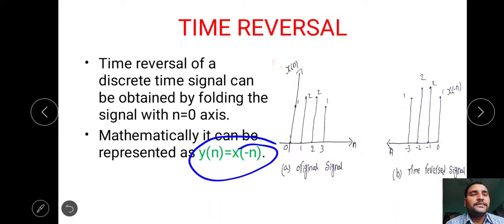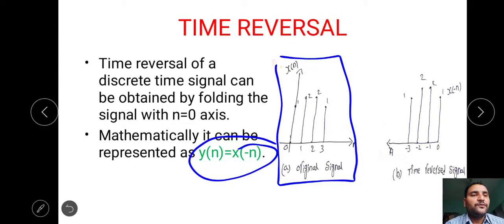So let's see. This is the original signal. What do we have? 0, 1, 2, 3 are the positions, and 1, 2, 2, 1 are the amplitudes. This is the graphical representation of the signal. Now we have to perform the time reversal operation.